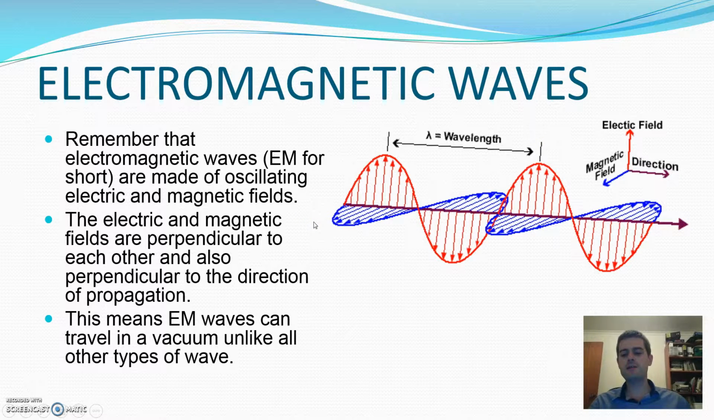So it's this fact that light's made out of electric and magnetic fields that allows it to travel in a vacuum, whereas other kinds of waves like sound waves cannot. If you do physics next year, we learn more about that in stage 2 physics.